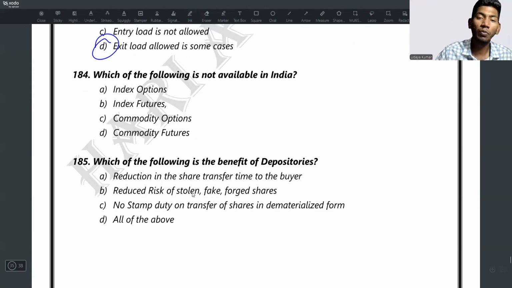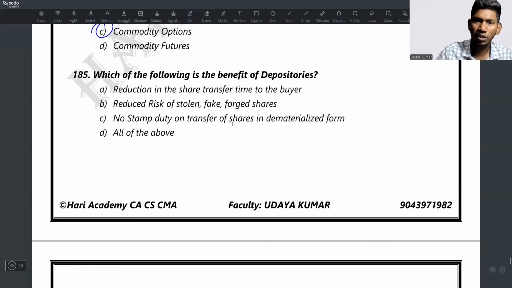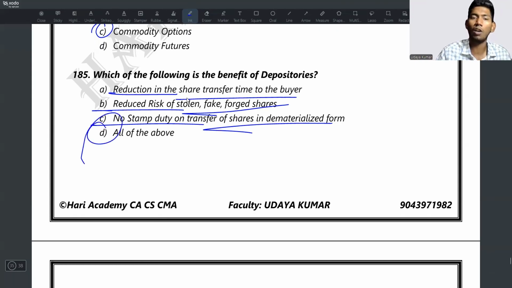So moving to the question 184, which of the following is not available in India? Index options, index futures, commodity options, commodity futures. Commodity options is not available. Which of the following is the benefit of depositories? These are the theory questions, you must have the knowledge. The depositories provide multiple benefits, including reducing share transfer time, mitigating the risk associated with physical share certificates, and eliminating the stamp duty on the transfer of shares in electronic mode, which is the dematerialized form. So reduction in the share transfer time, reduced risk of stolen, fake, forged shares, no stamp duty. So option D, all of the above, is the right option.